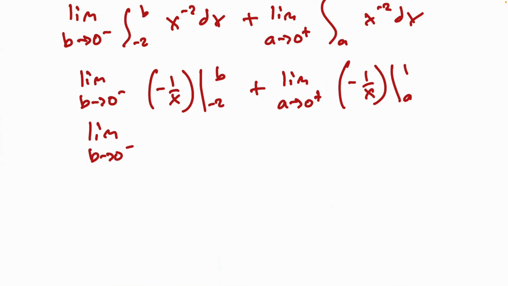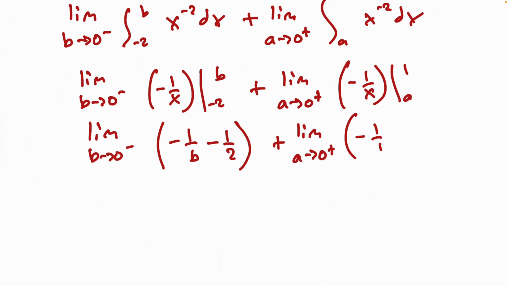So here we go. That is going to be -1 over b minus -1 over -2. So that's three negatives. We'll make it -1 over 2. And then we're going to add to that the limit as a goes to 0 on the right side, however you want to think of it, -1 over 1 minus -1 over a, so plus 1 over a.